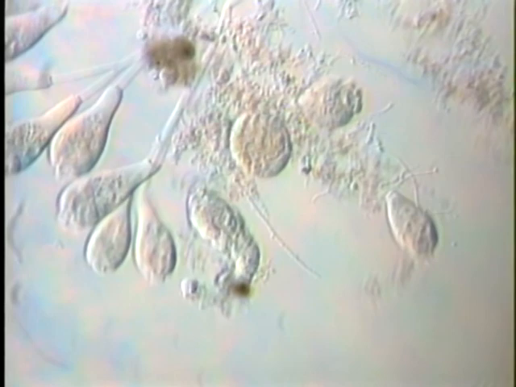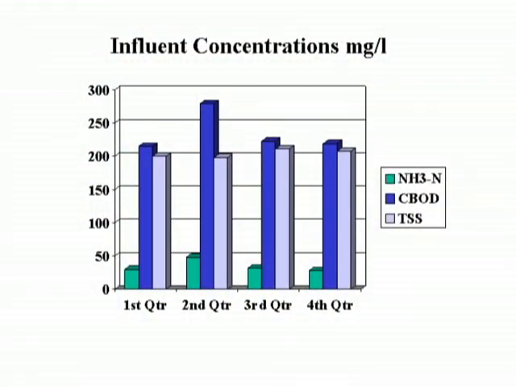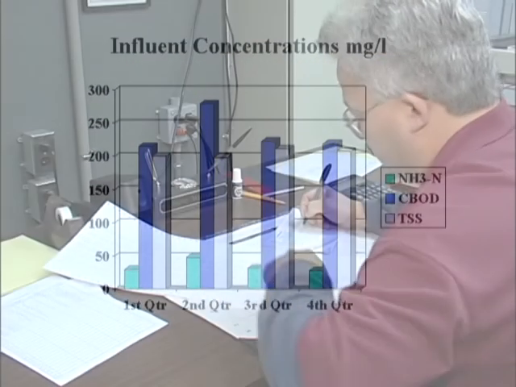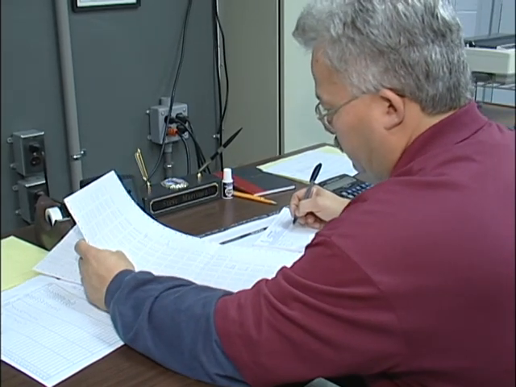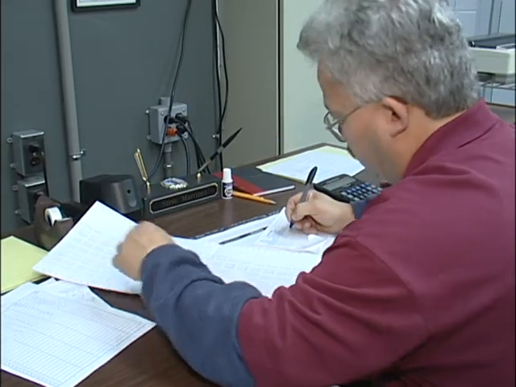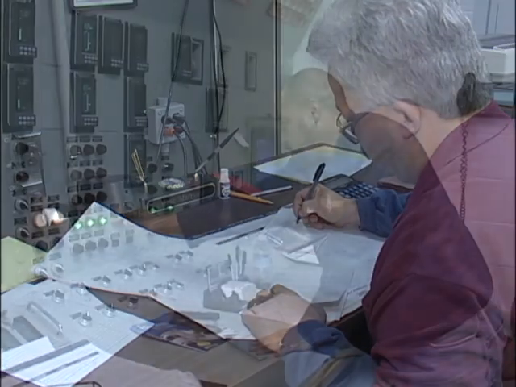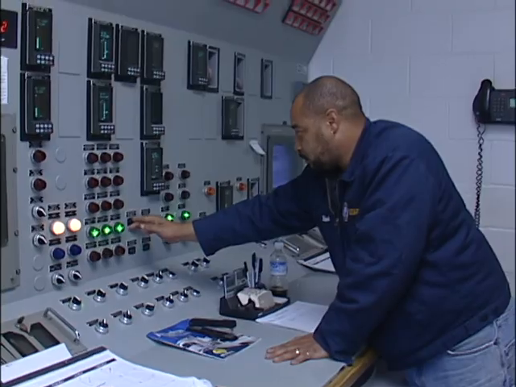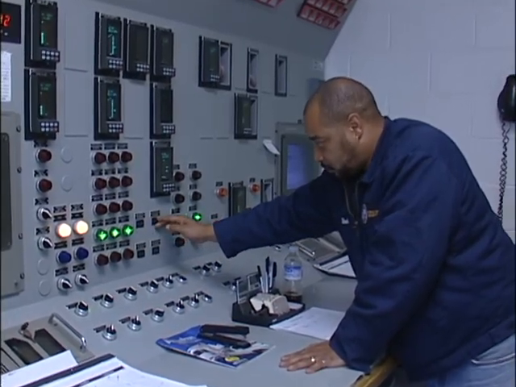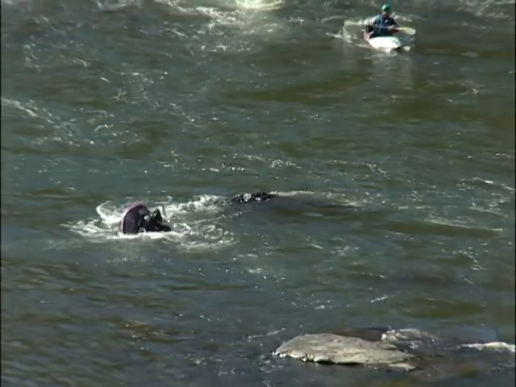Regular microscopic examination of biological organisms can yield a wealth of information on the health and predominance of organisms in your treatment system. It is a good idea to graph the results of your process control tests and calculations. In any event, good record keeping and an effective process control plan are essential elements for proper operation and maintenance. As the treatment system operator, your job is important to protect human and environmental health.